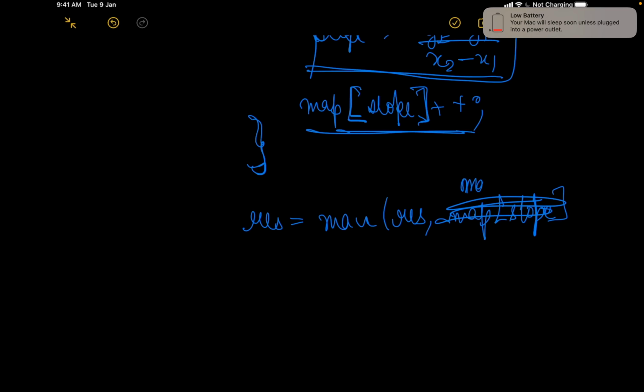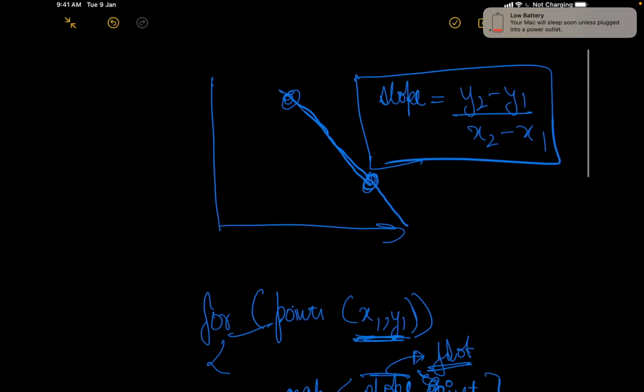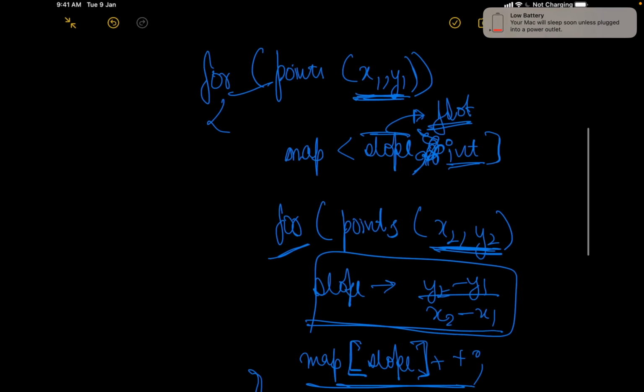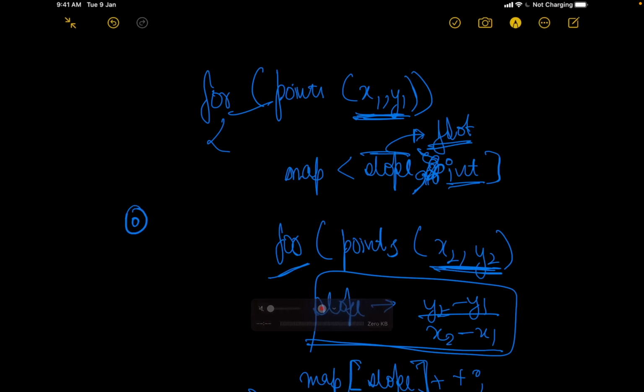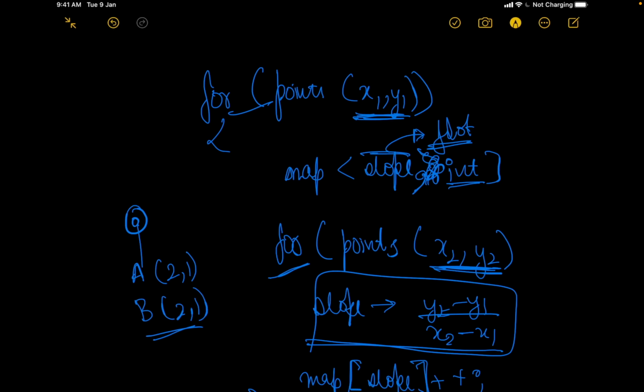So maximum in map. That is something I can do. So what next? There's one thing you have to watch over here. For example, there are duplicate points. Let's say this is point A. Point A has coordinates 2 and 1. There could be another point that has the same coordinates, so they would be one on top of the other.